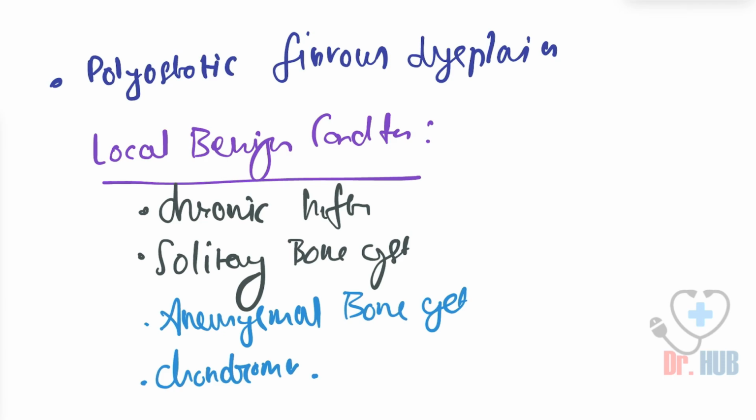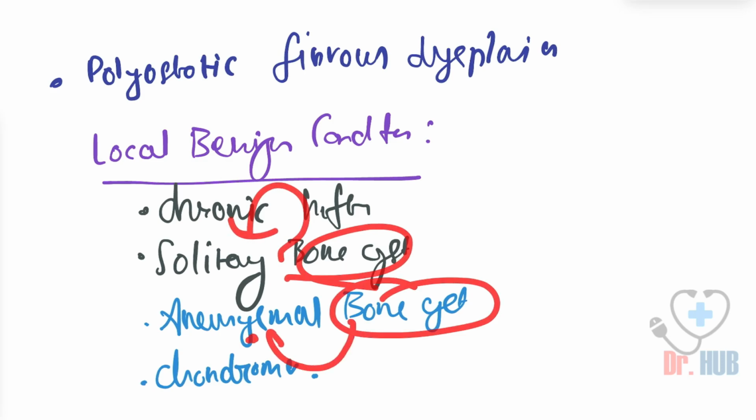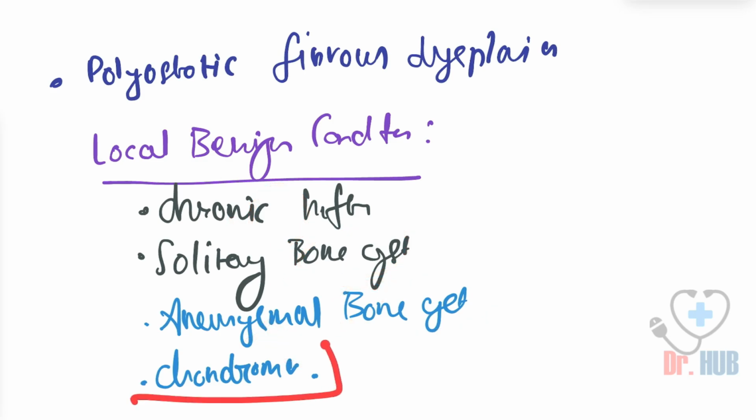Just to recap, we saw the generalized bone disease, which also includes polyostotic fibrous dysplasia. Then, looking at the local benign conditions, it includes chronic infection, solitary bone cyst, and aneurysmal bone cyst. So bone cyst, there is solitary as well as aneurysmal. Then there is also the presence of chondroma.